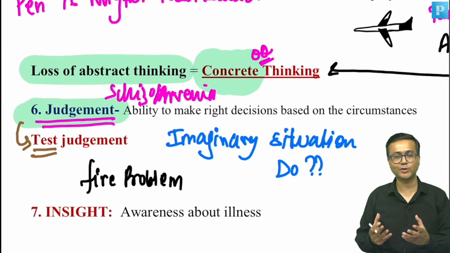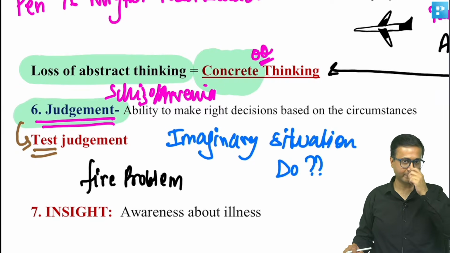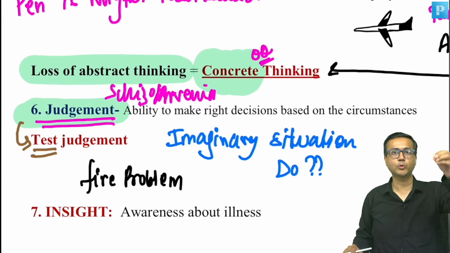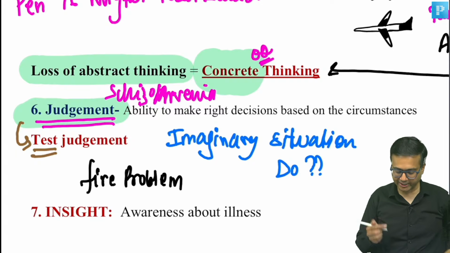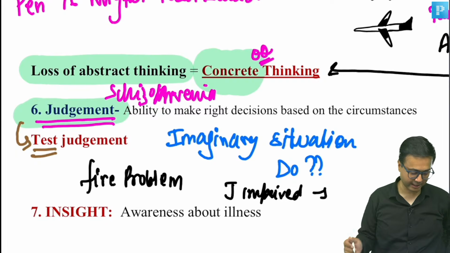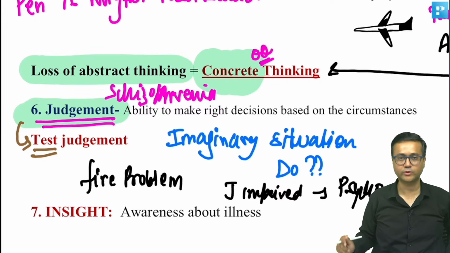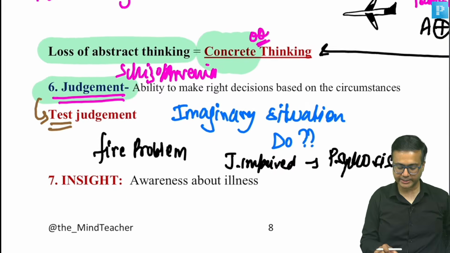So you will say, sir, I will call the fire brigade, will try to help the neighbor. One of the patients says, sir, you know what I will do? I will pour kerosene in the fire. So from his answer, it appears that the judgment is impaired. Judgment is impaired. Again, it can be impaired in psychotic disorders like schizophrenia. In psychosis, it may be impaired. So this is test judgment.